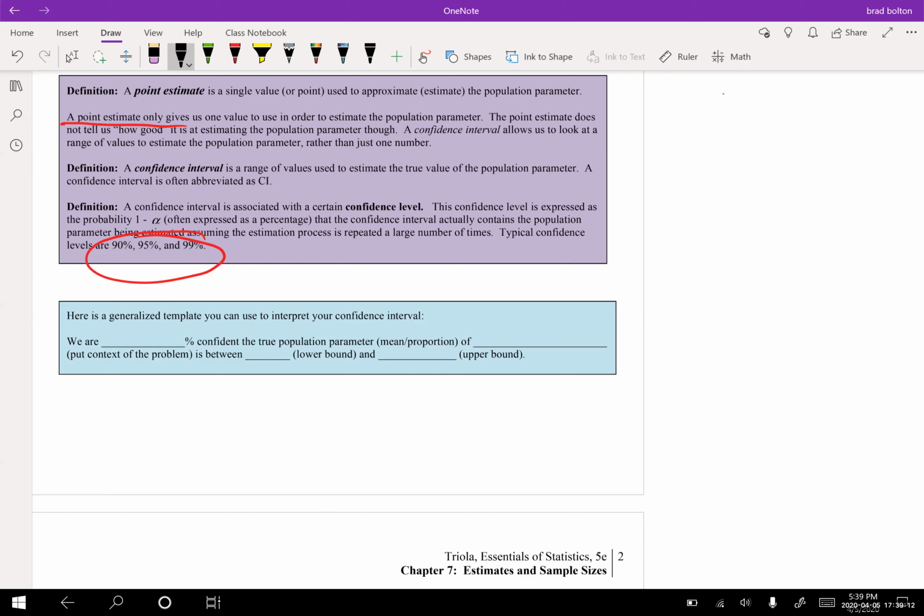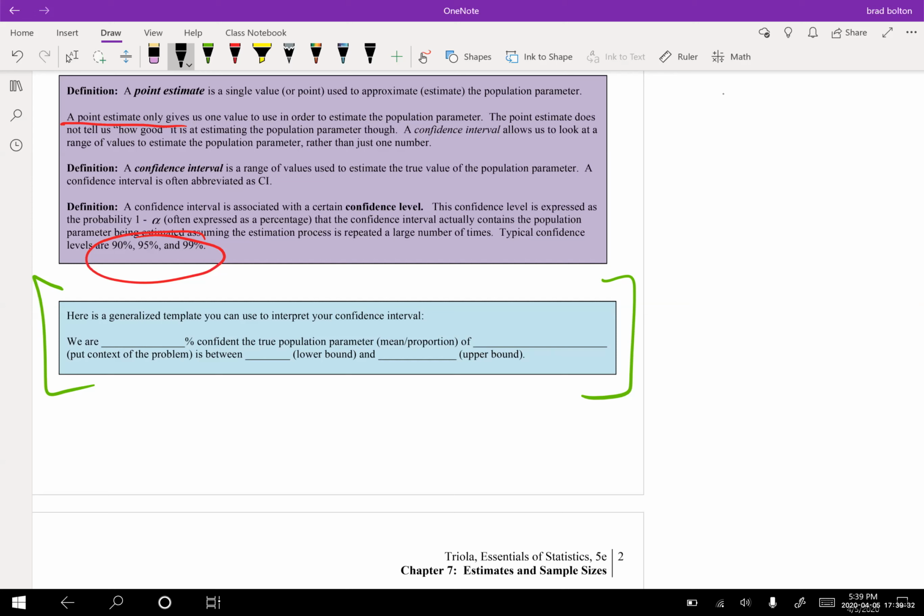So I want you guys to look at this right here. This is a general way that you can make your statement. In all these problems, you're always going to have to make a statement. Here's a generalized template you can use to interpret the confidence interval. It says, we are, and then it says what percent. So you could say, I am 90% confident.